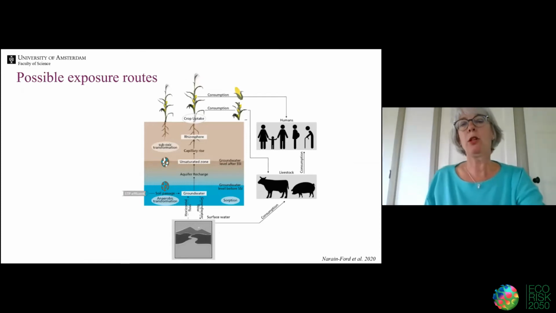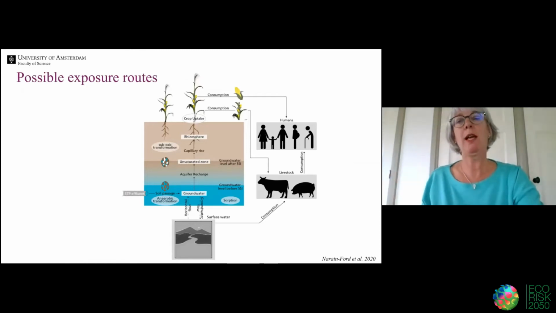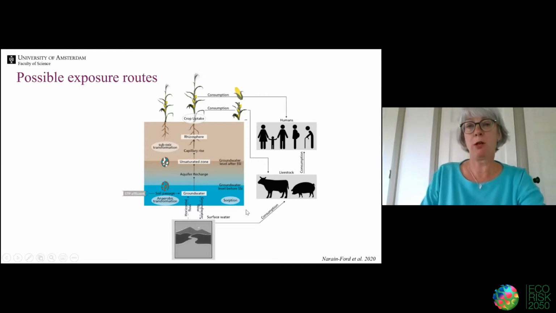But of course, we also pose ourselves questions. What will happen in these types of systems with contaminants of emerging concern? The effluent is coming into the saturated zone. There will be transformation, both anaerobic but also, of course, aerobic transformation. There will be sorption. There can be uptake by the crops. There can also be leaching to groundwaters, and of course to surface waters. All these can pose exposure routes to humans, livestock, but also, of course, the biota in the environment.